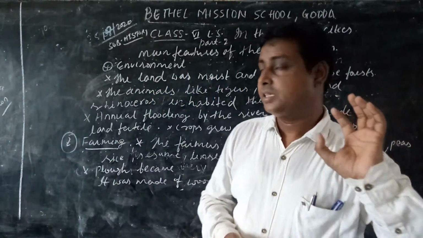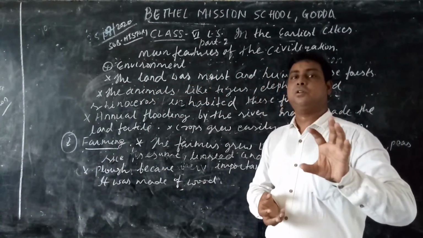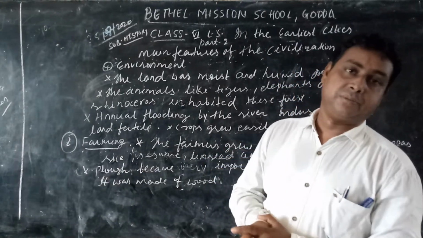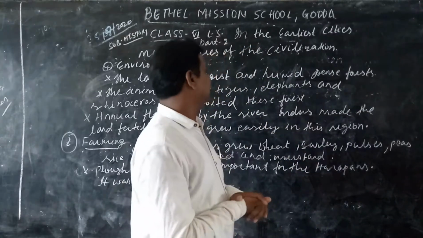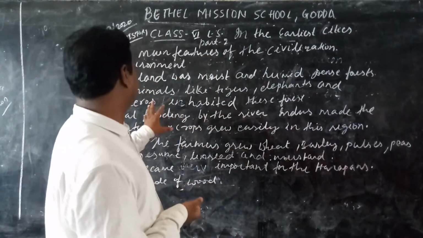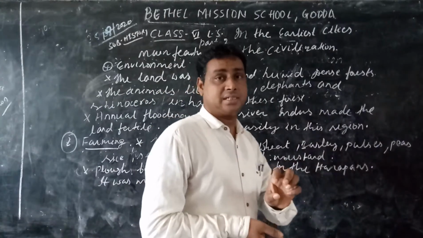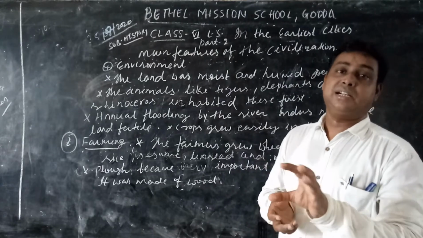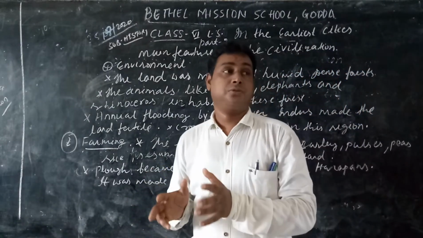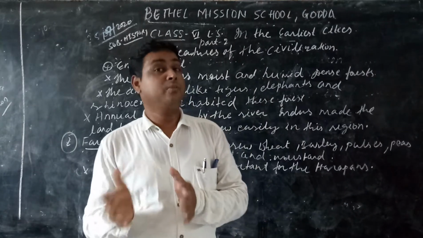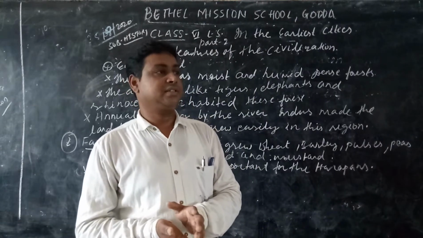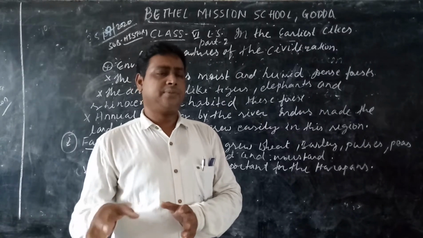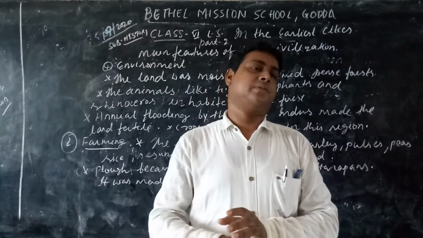The first feature is environment. We have also studied the major centers of civilization in part 1, the previous video. But here we will learn about the environment. In the ancient time, the land was humid and covered with dense forest. In the forest there were so many animals: tigers, elephants, wolves, rhinoceros, deer.